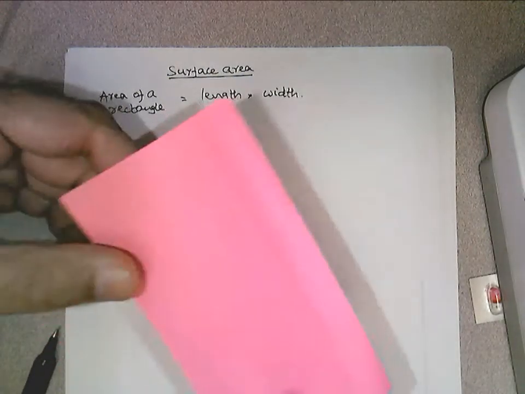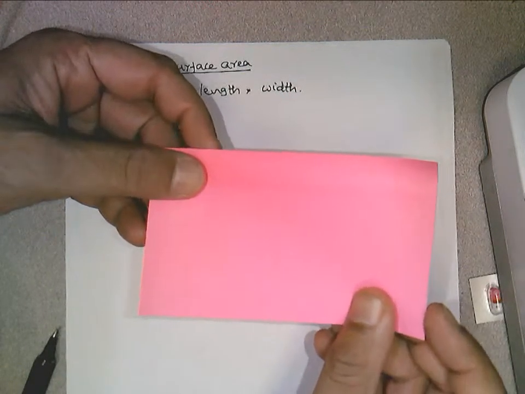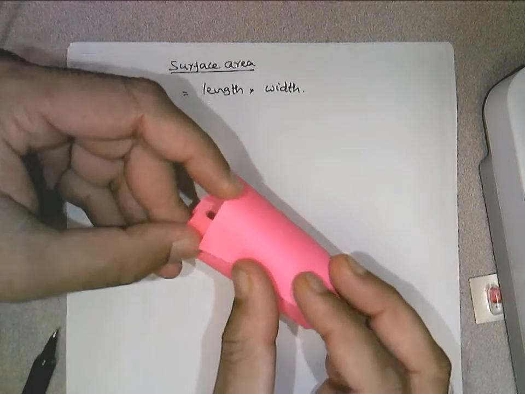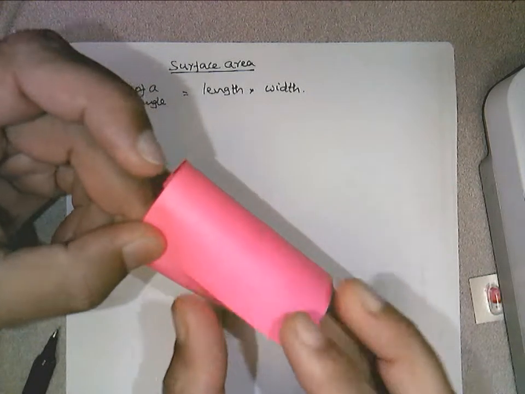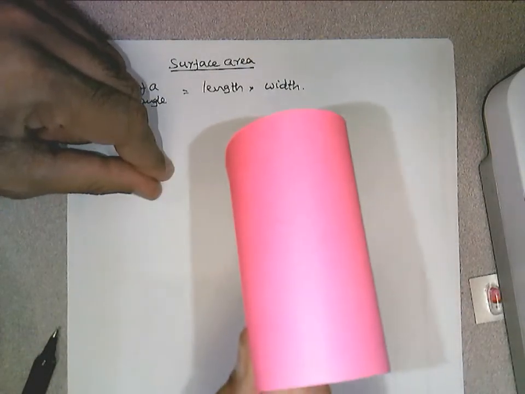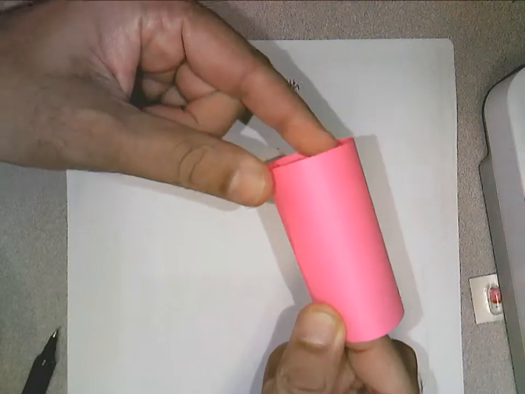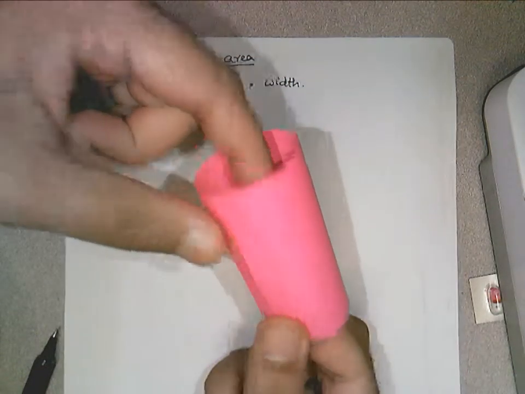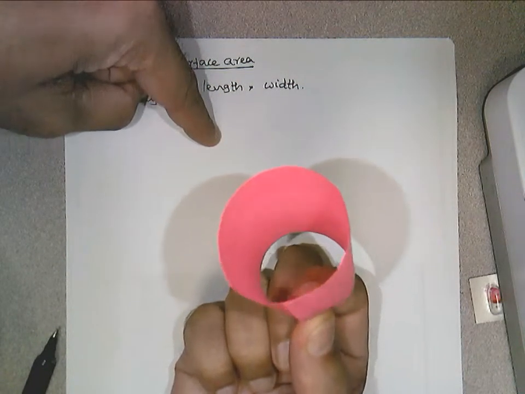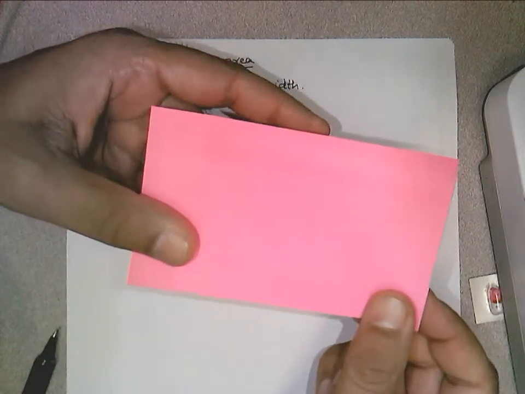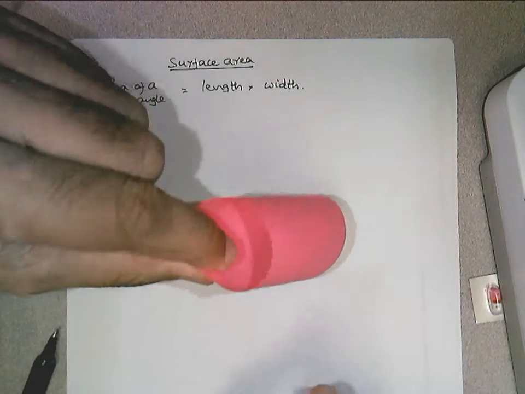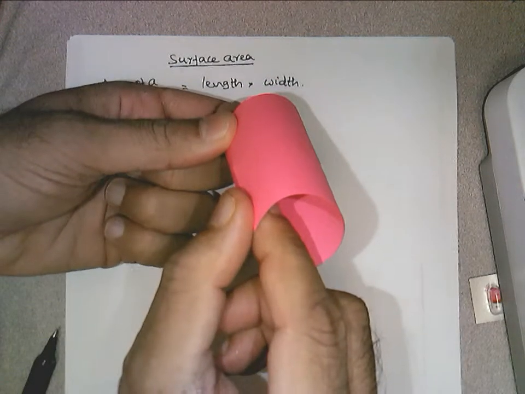Now if I'm taking this rectangle, you know how to find the area of this one. Now I'm rolling this one, and you can see that it's in the form of a cylinder. So can I say that this is the curved surface area of the cylinder? Is that equal to the area of the rectangle or not? I repeat, area of rectangle is equal to curved surface area of the cylinder.